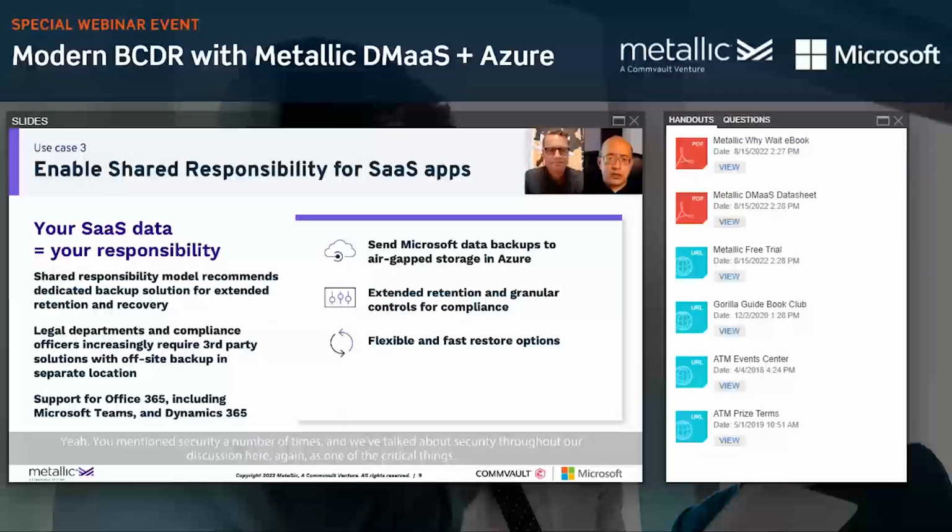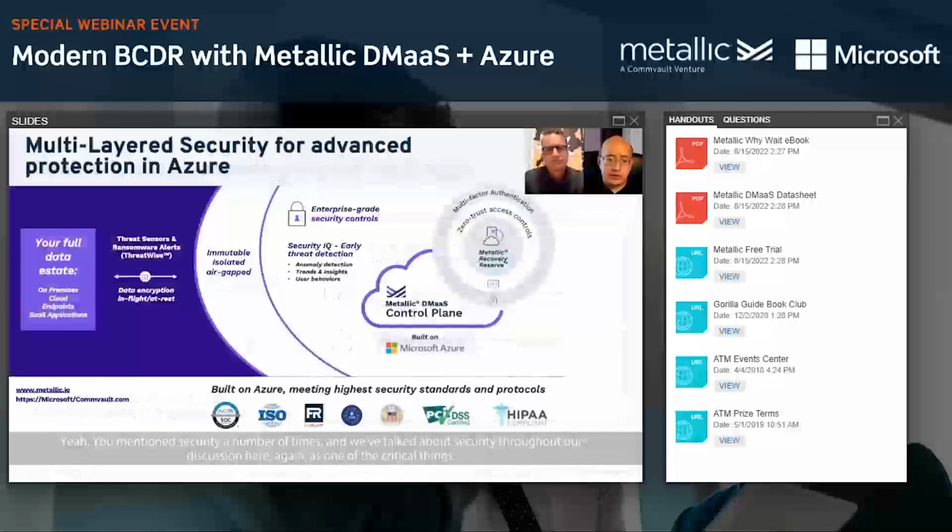Yeah, and you mentioned security a number of times, and we've talked about security throughout our discussion here as one of the critical things. And if we look at it, basing Metallic on Azure gave us one of the most secure platforms that's available, right? It gave us the basis on which we built all of our other security measures and guardrails and controls. We've built on top of that, we've got our ISO 27001 compliance and our SOC 2 Type 2 compliance. We talked about FedRAMP on Azure Government. We have GDPR capabilities with data residency that's powered by Azure data centers around the world, right?